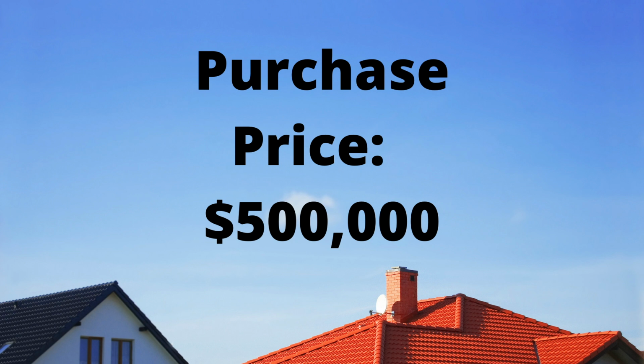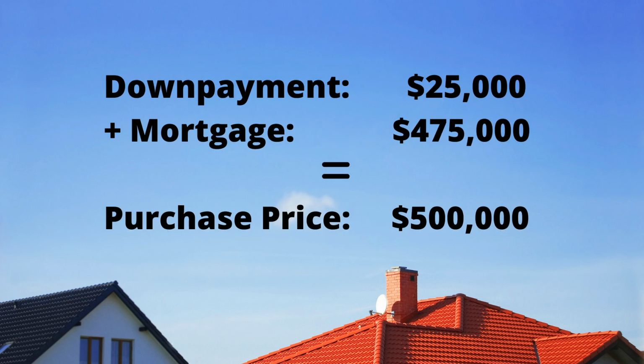Let's look at an example. So for a $500,000 home, if you're putting 5% down, then 5% of $500,000 is $25,000, and that's the grand total of your down payment. That's how much you're going to need at the end of the day on completion date to buy this property.